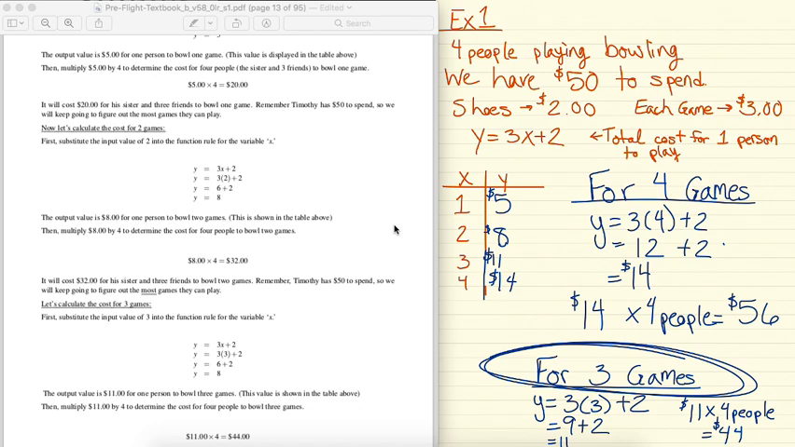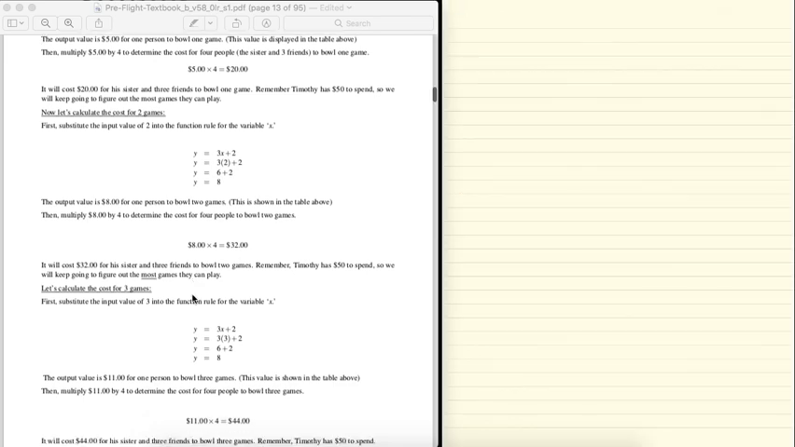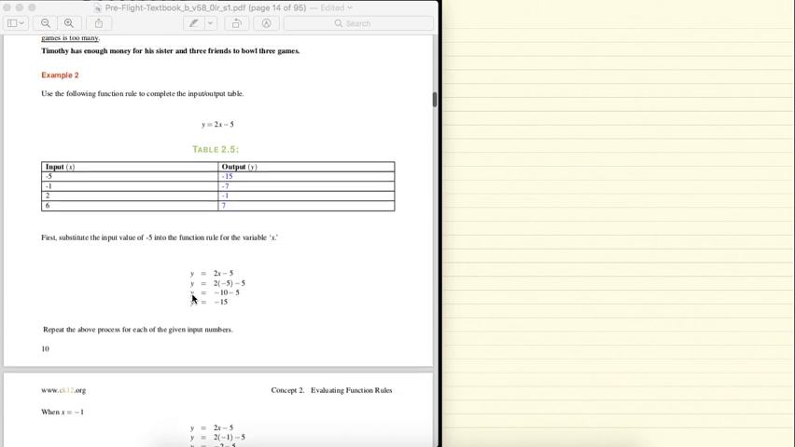All right, now that we're done with example 1, we are going to move on to example 2. So we want to use the following function rule to complete the input-output table. So we have the function rule of y equals 2x minus 5. And I'm going to create an input-output table.